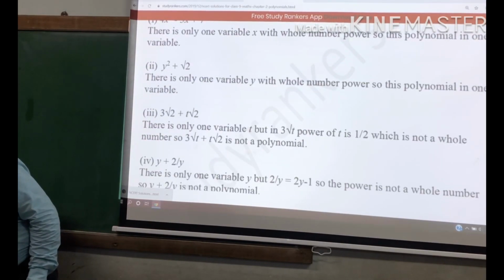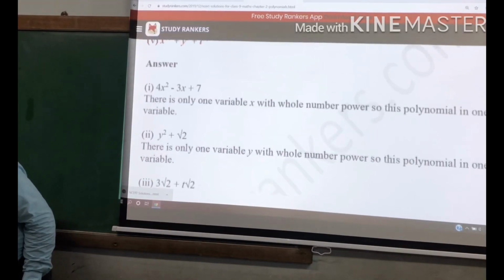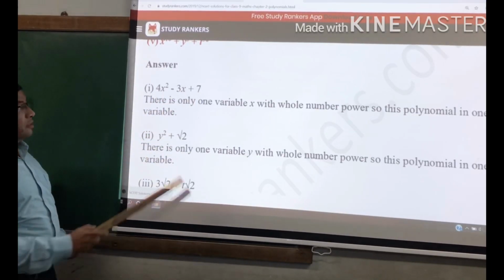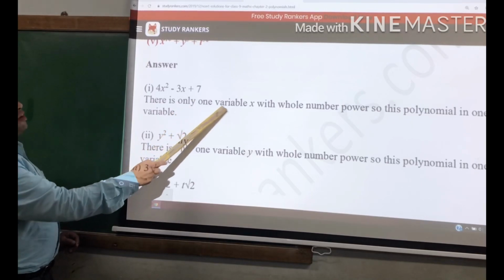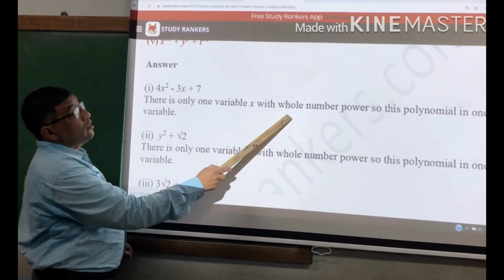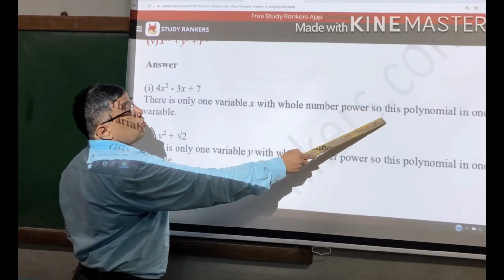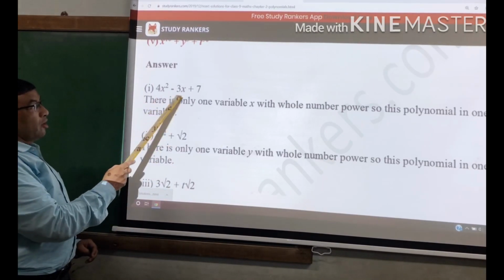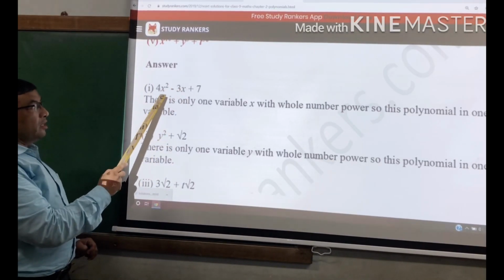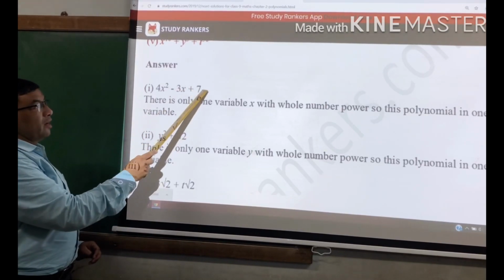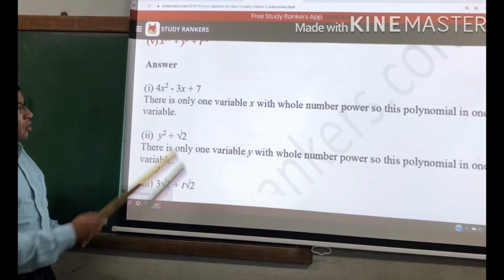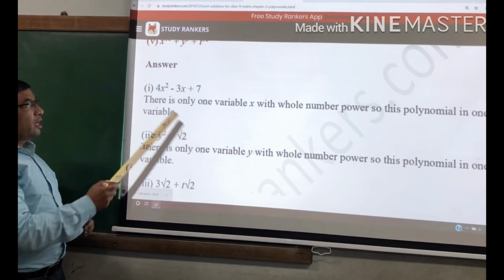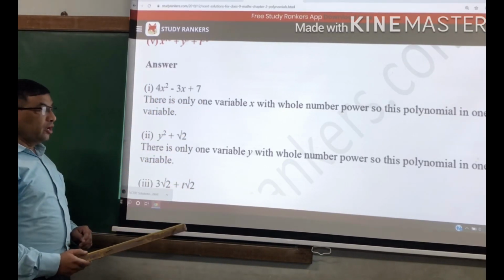First one, 4x² - 3x + 7. Now see, there is only one variable x with whole number powers. So this is a polynomial in one variable. We have to check the power of the variable. The variable is x here. x raised to power 2, x raised to power 1, and here x raised to power 0. So all the powers are non-negative integers, meaning whole numbers, and therefore this one is a polynomial.